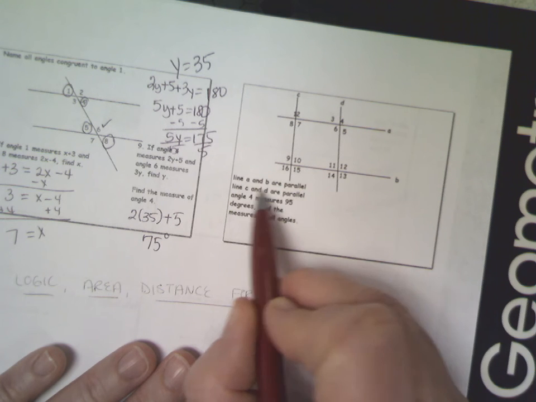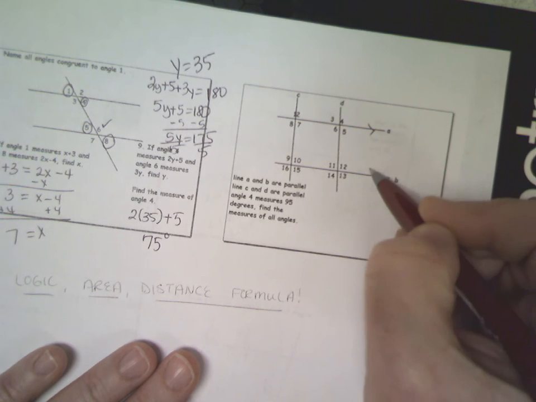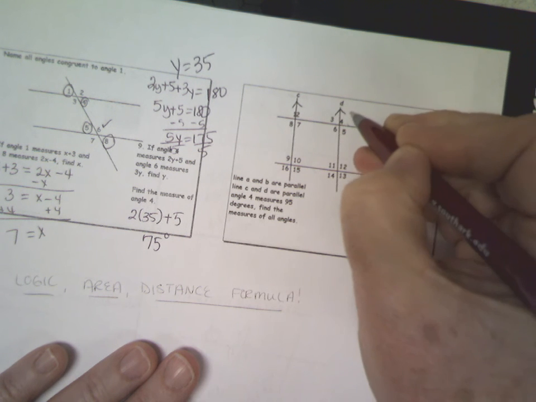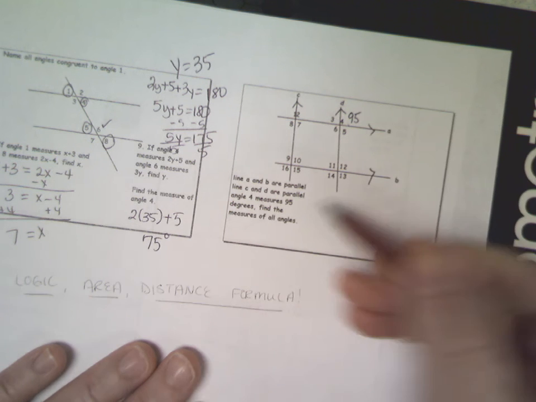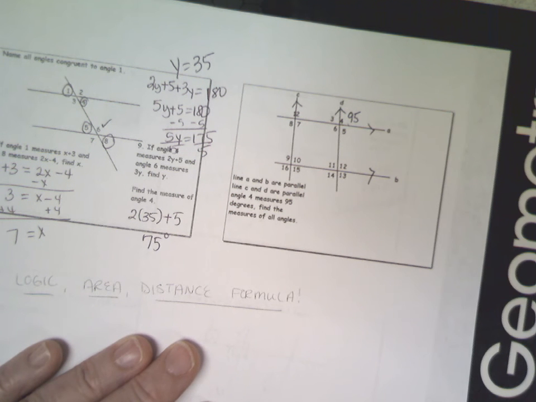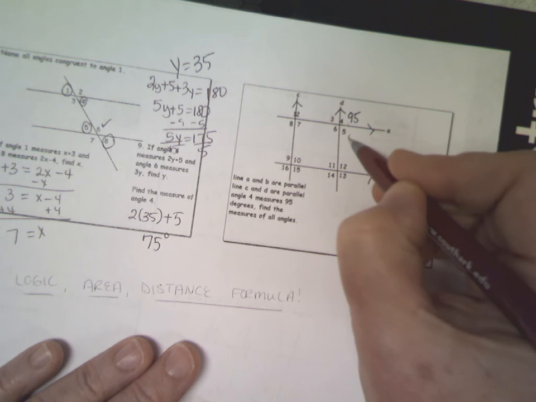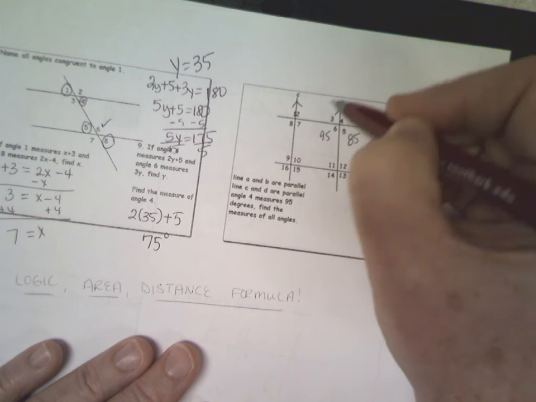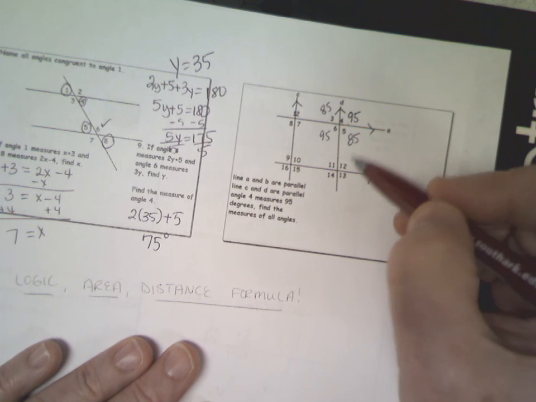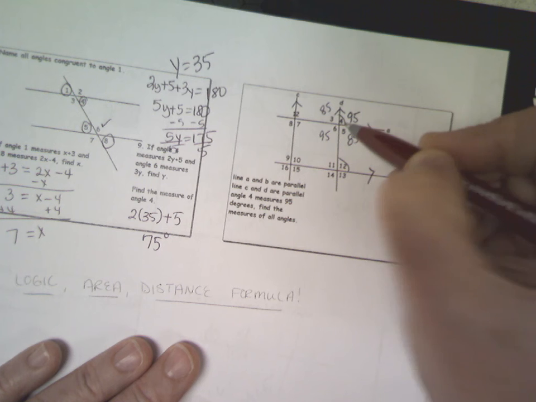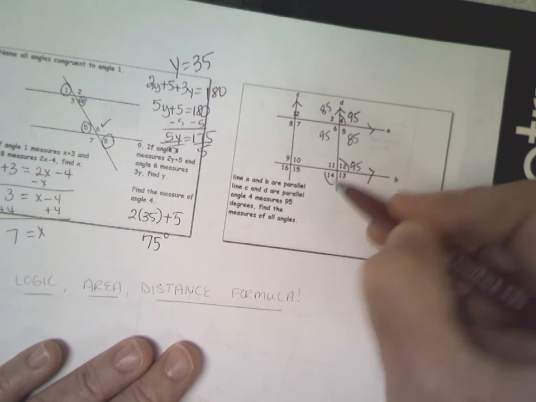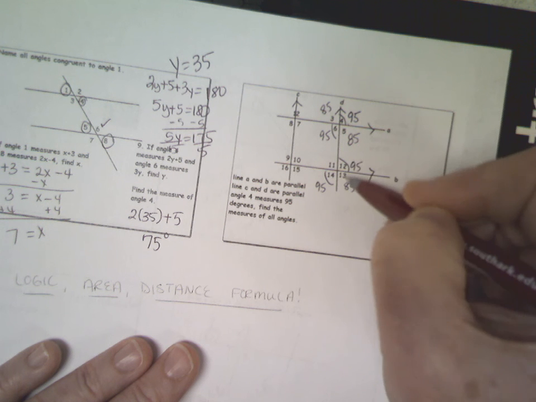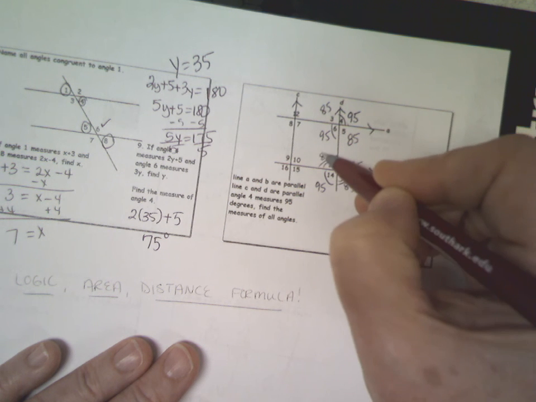Line A and B are parallel. Line C and D are parallel. Angle 4 measures 95 degrees. Find the measure of all the angles. Well, if that's 95, then its linear pair is 85. Angle 6 is 95 because it's vertical with 4. Angle 3 is 85 because it's vertical with 5. 12 and 4 are both 95. 14 and 6 are both 95, which leaves 13 to be 85 and 11 to be 85.